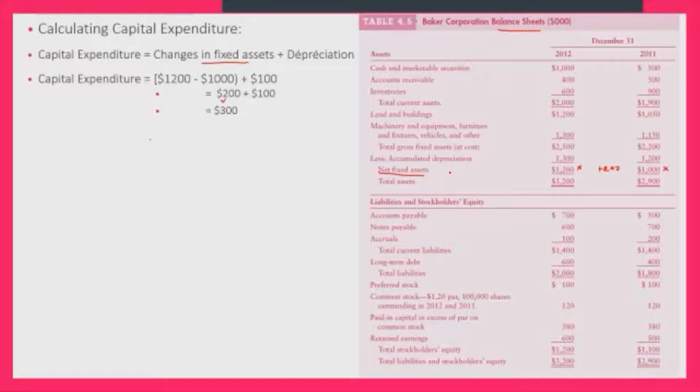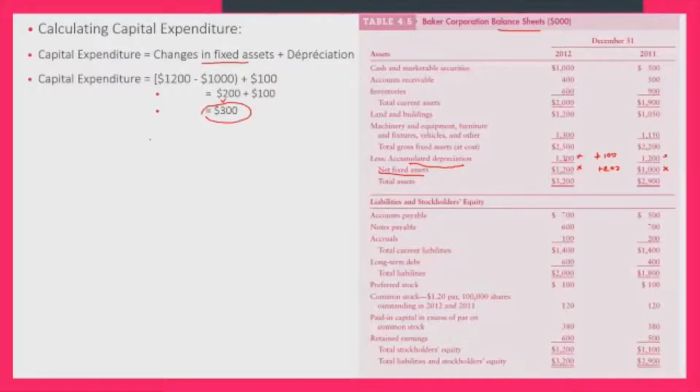Plus depreciation. Now, what is depreciation? We have accumulated depreciation here, right? If we go back to the income statement, we know our depreciation is $100. But we can also see it here, because the year before the accumulated depreciation was 1,200 and now it is 1,300. So we know depreciation should be 100. So capital expenditure now is 300.